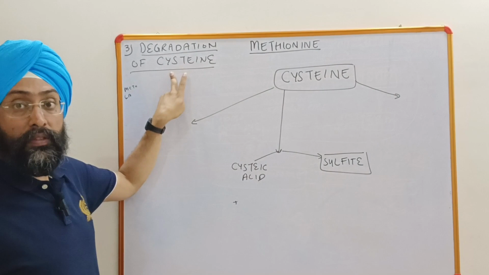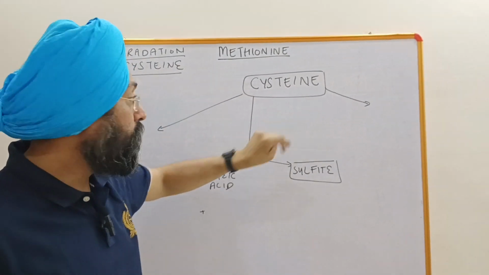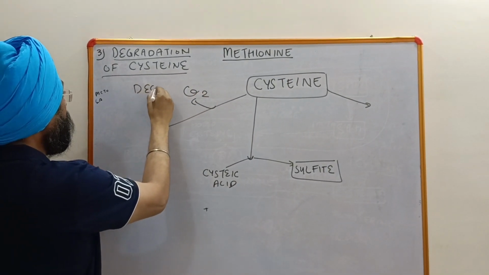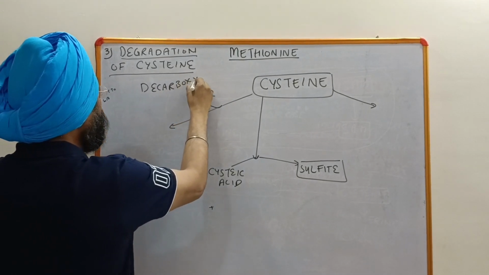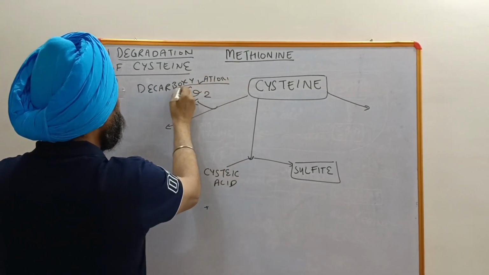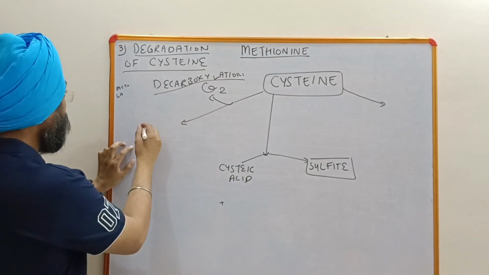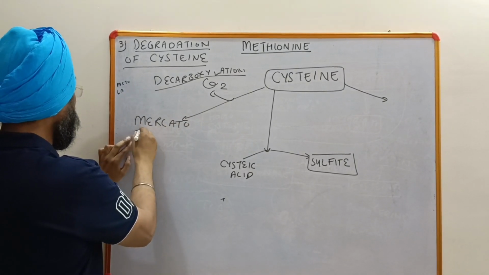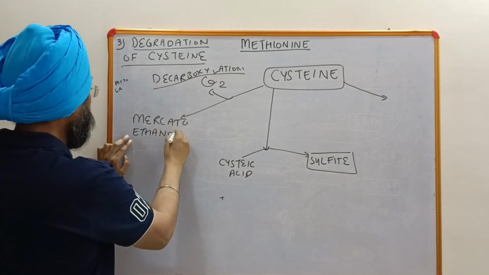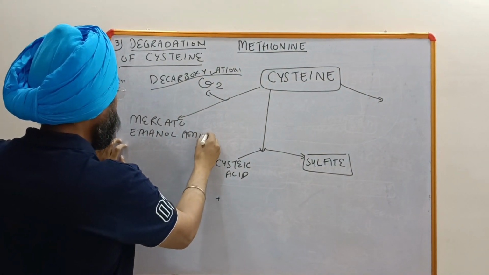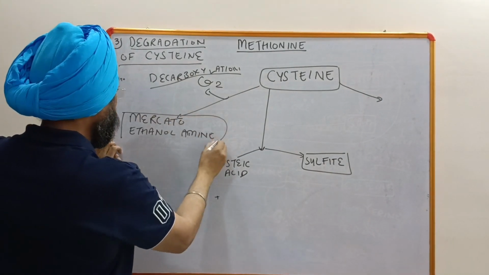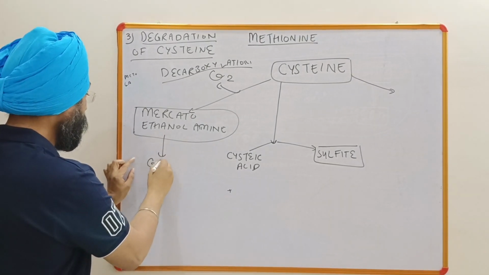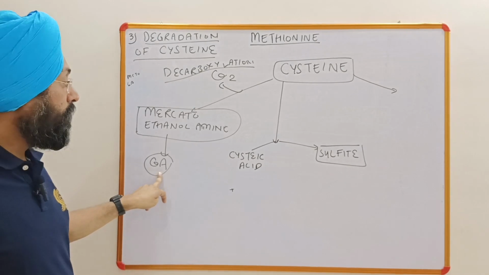Now the third part is degradation of cysteine. So we have cysteine here. First of all, it can undergo a decarboxylation reaction, right? Decarboxylation reaction. So carbon dioxide is removed. We will get mercaptoethanolamine, right? This will lead to the synthesis of coenzyme A, one of the products of this metabolism.